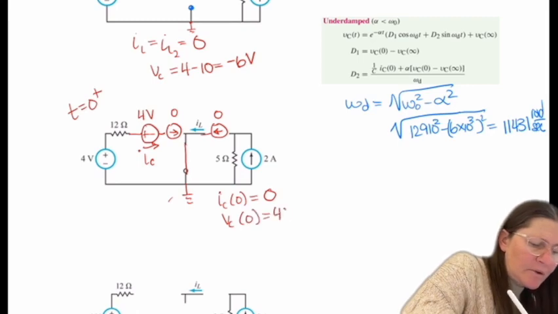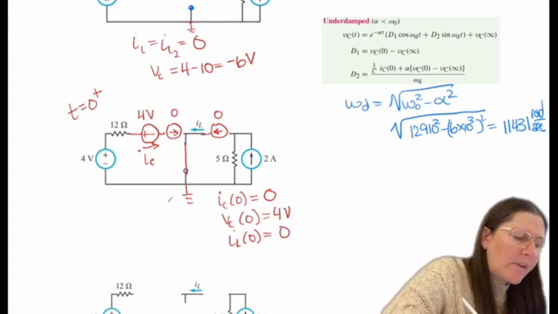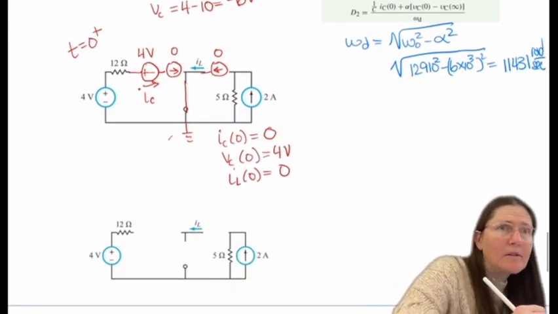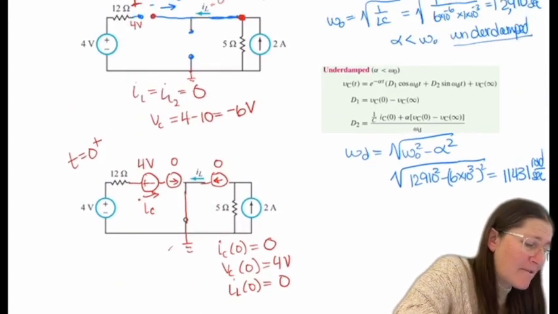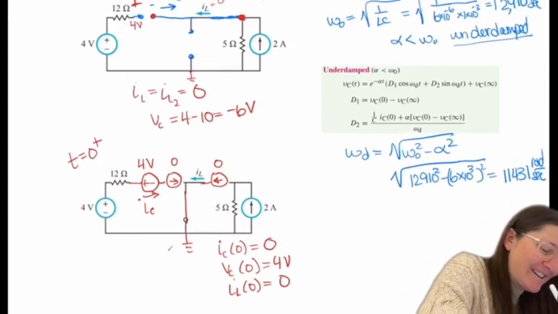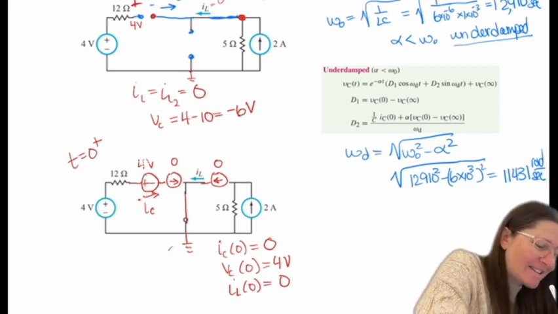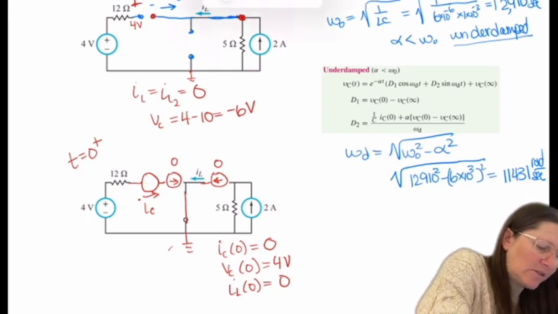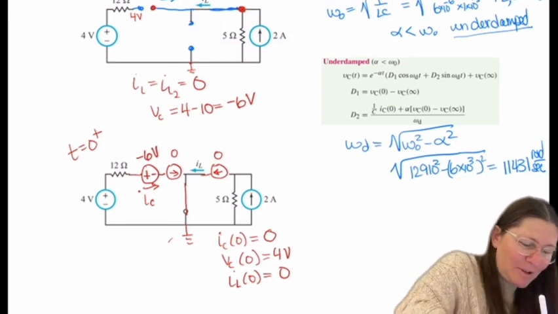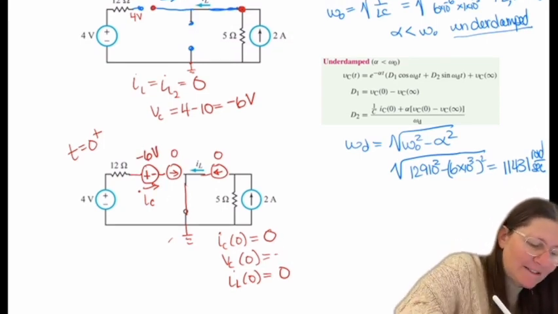VC of 0 will be the 4 volts, and IL of 0 will be 0. And then the final, sorry, I have no idea where I got 4 volts. Just kidding, it is minus 6 volts. Okay, minus 6 volts. That's a weird one. Don't know where I got -4. Minus 6 volts.